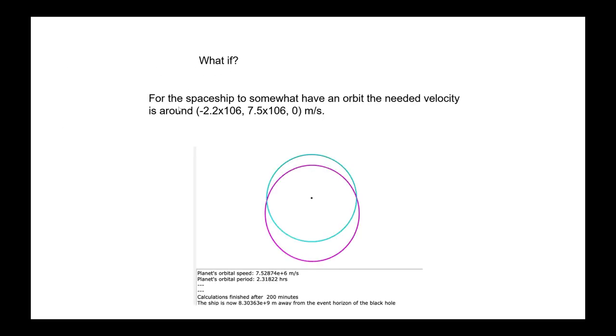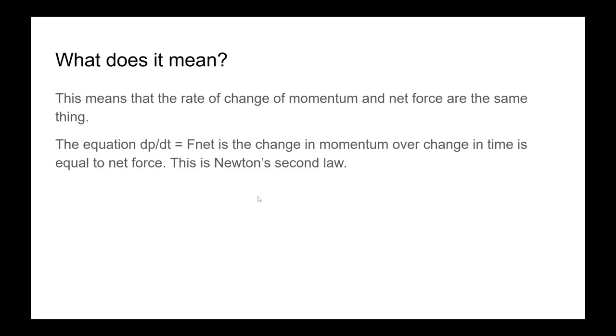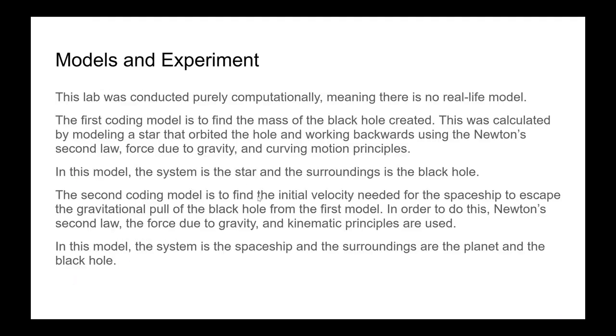And then for the what-if, for the spaceship to have an orbit, the needed velocity is around negative 2.2 times 10 to the 6th, 7.5 times 10 to the 6th, 0 meters per second. And this was based on the planet's orbit speed, the planet's orbit period, and all that. And yeah, that should be it.